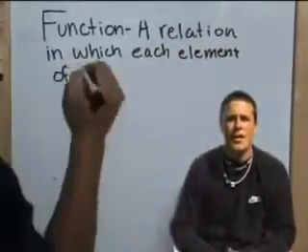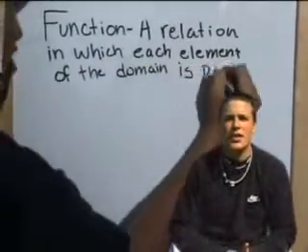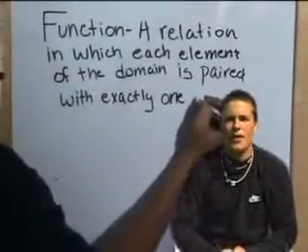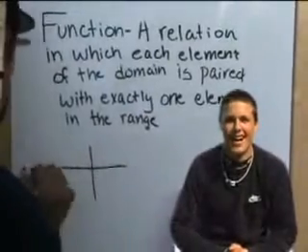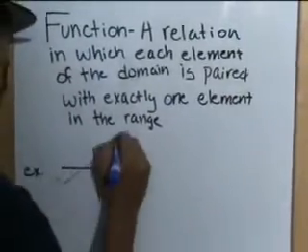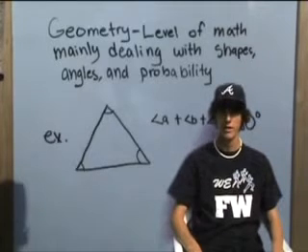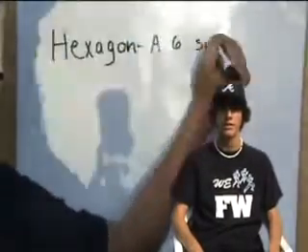F. Function: a relation in which each element of the domain is paired with exactly one element of the range. G. Geometry: level of math mainly dealing with shapes, angles, and probability. H. Hexagon: a six-sided figure.